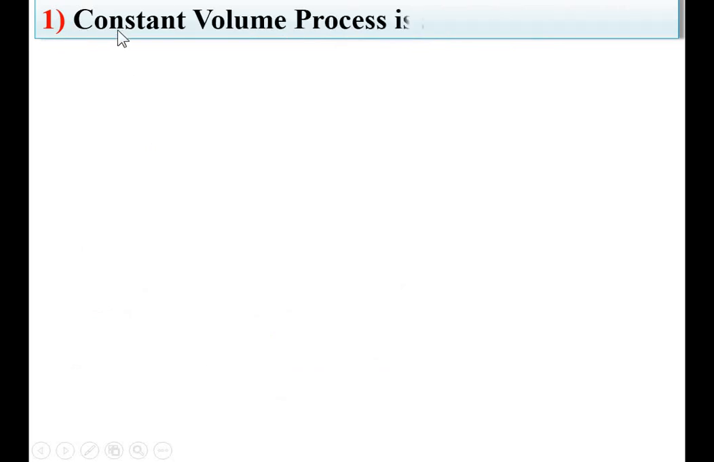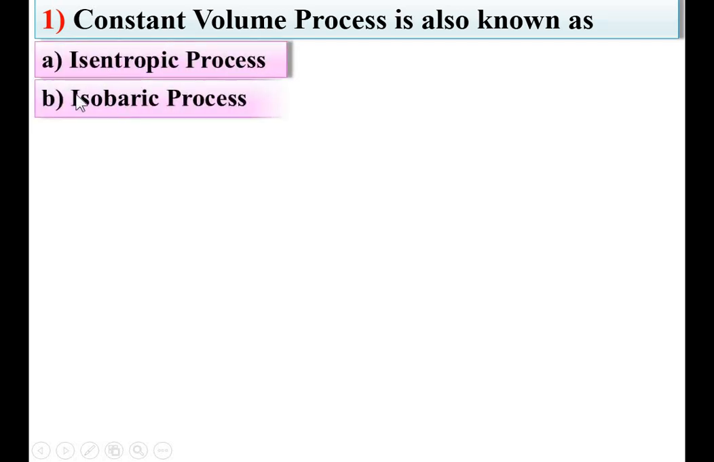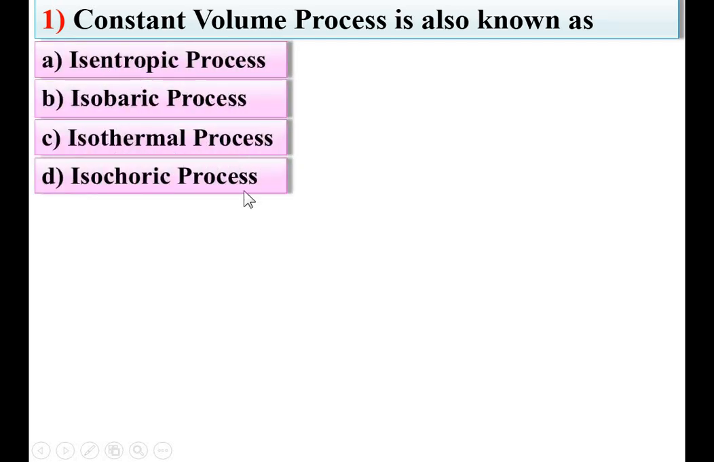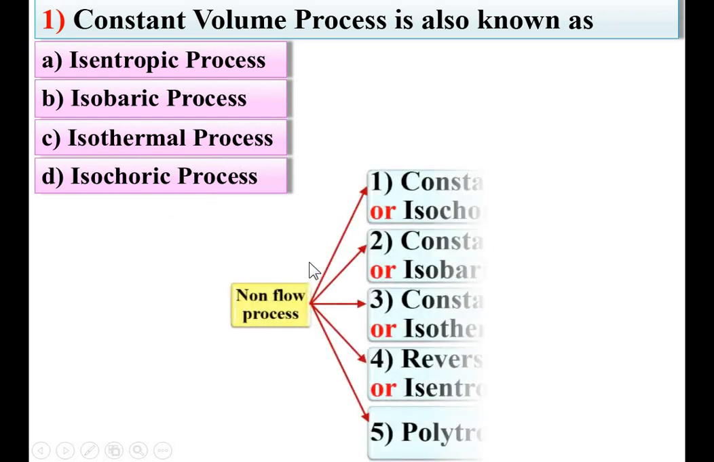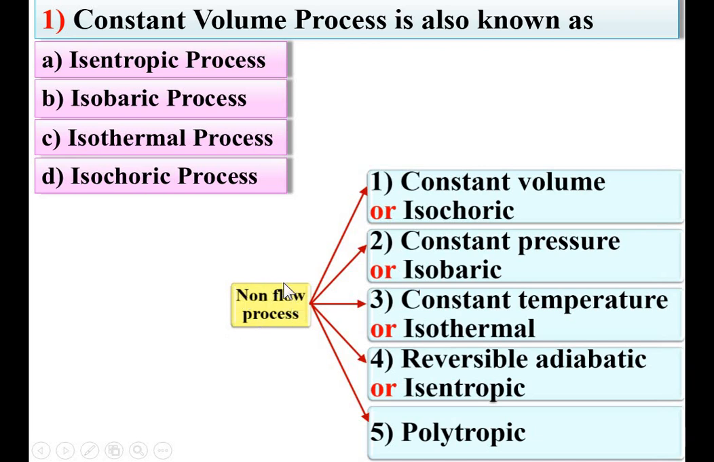So let's start from question number 1. Constant volume process is also known as: isentropic process, isobaric process, isothermal process, isochoric process. Let me show you one figure. This is the classification of the non-flow processes, having 5 very important different processes. Here you can see the constant volume process, that is also known as the isochoric process. So D is the right answer.